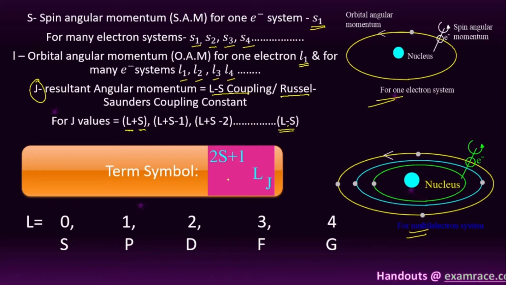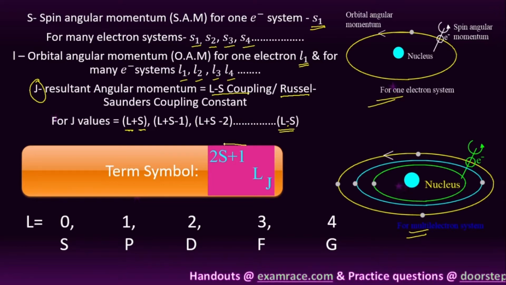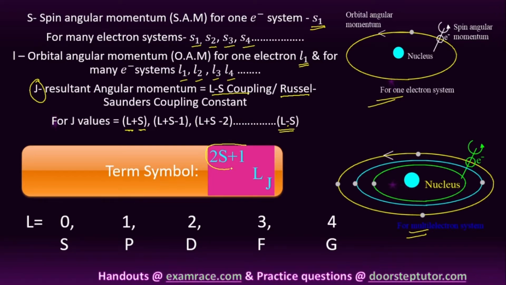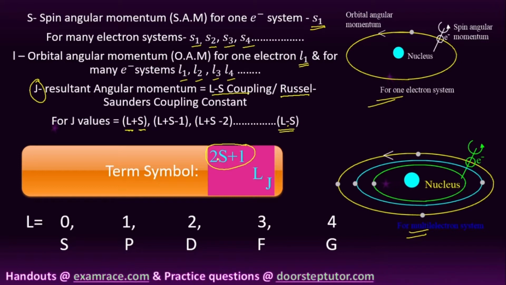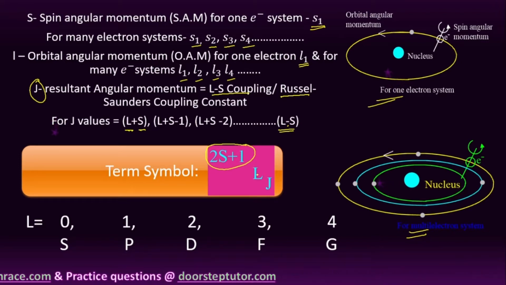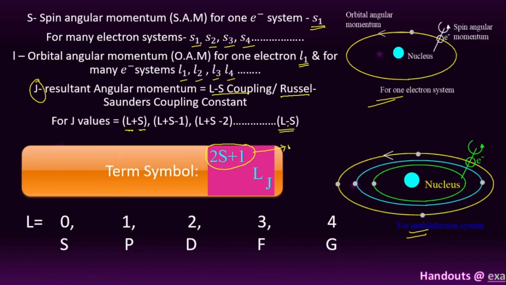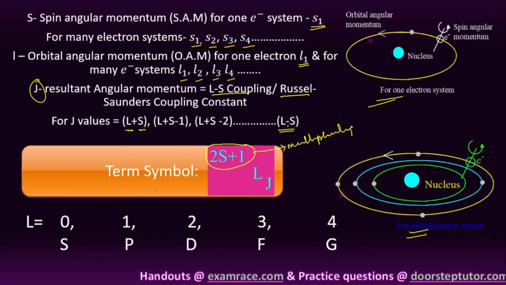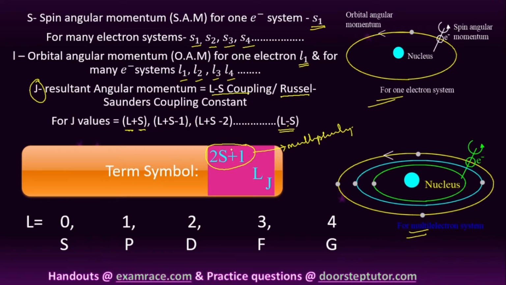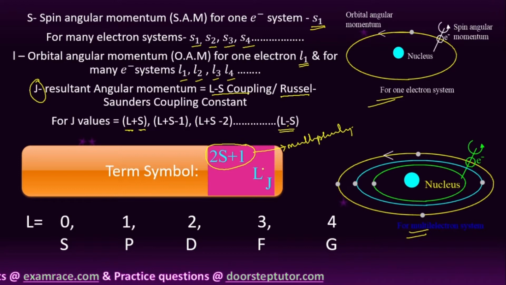So how to represent a term symbol, that is very important. Generally the atomic term symbol we represent as 2S plus 1, L, J. So J is the subscript and 2S plus 1 is the superscript. This is the spin multiplicity. 2S plus 1 is the multiplicity. Okay. So it depends upon the number of electrons of a given configuration.